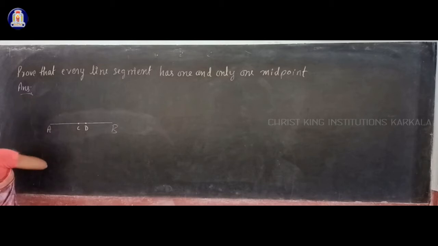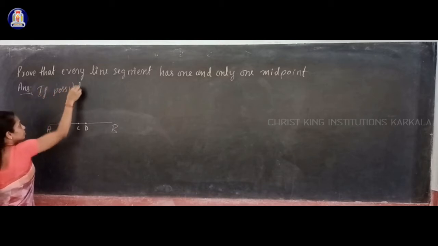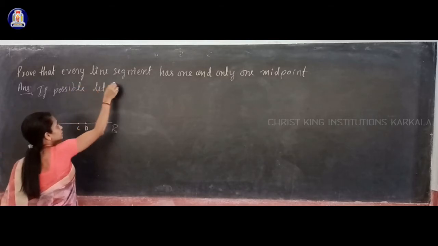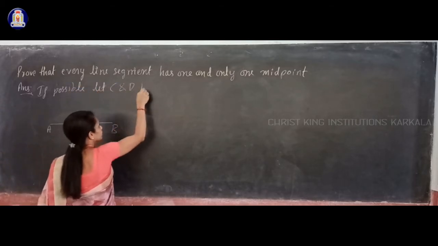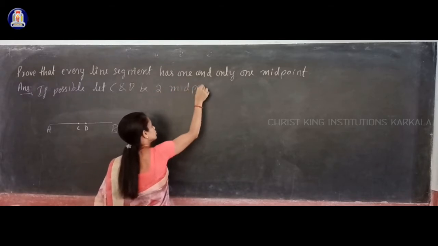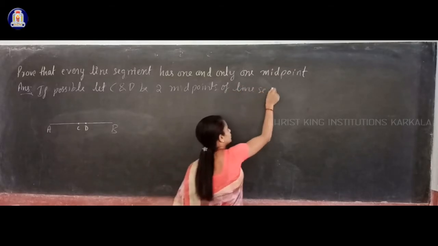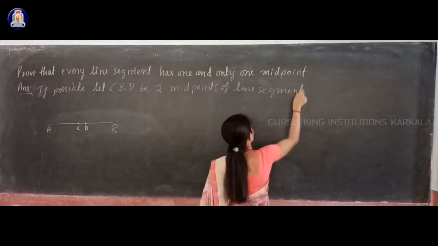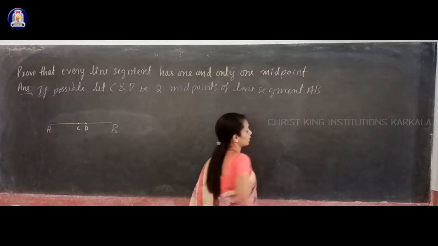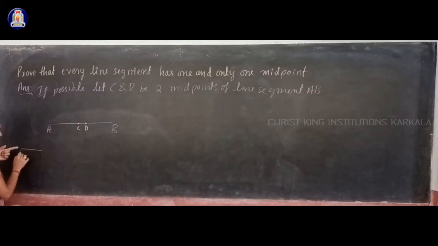So if possible, let C and D be two midpoints of a line segment AB. Then what happens? Just see, I'll draw a rough figure. Suppose this is a line segment AB. We assumed that C is the midpoint of AB, right?